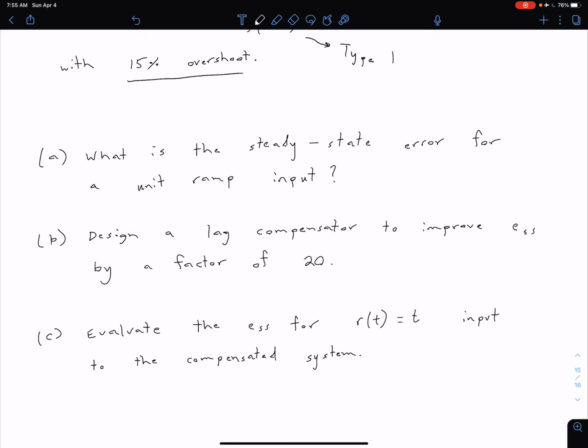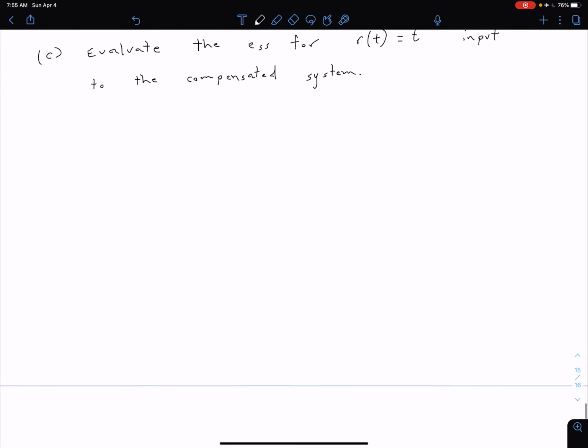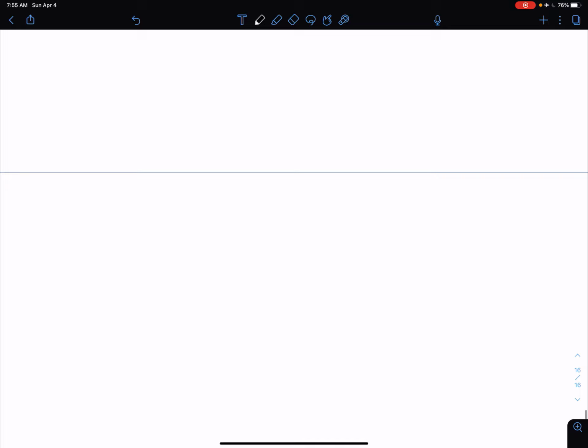Okay, so for part A, we're essentially just doing analysis like we've done previously, but let's take a look at that. Again, we know in general our steady state error is going to be 1 divided by Kv for this type 1 system. So we need to find our Kv, and as we had said previously, our Kv is equal to the limit as s goes to 0 of s times G(s).